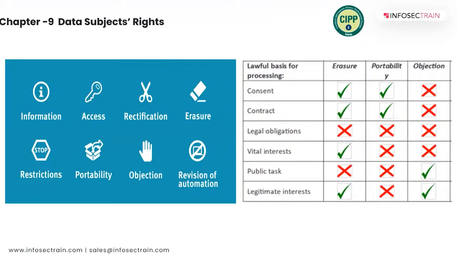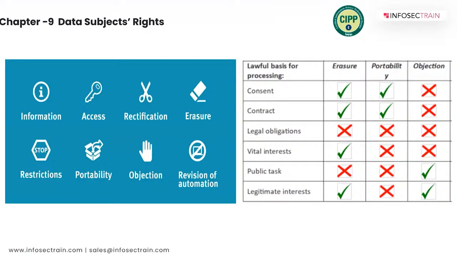The final one is the right against automated decision making. What is automated decision making? For example, if you apply for a bank loan or a credit card, there could be an automated system to measure your creditworthiness, right? The system measures based on the input details provided, and it could give you a credit score, and the credit score can be used to take a decision in terms of giving you a loan or a credit card. So this is called automated decision making.